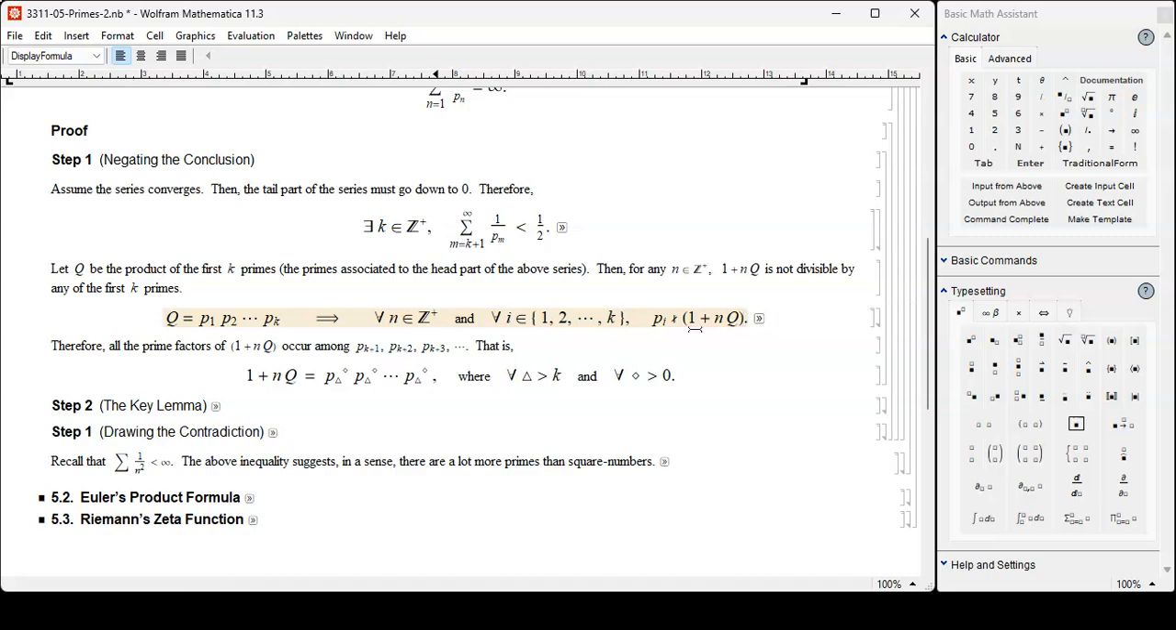So what does it tell me? This 1 plus nq, for any positive n, will have a prime factorization, but the prime factorization will have big primes only. Small primes up to k, p1 through pk, do not appear here because none of them divides 1 plus nq. So all the primes are coming from the tail part. So 1 plus nq is a product of a bunch of primes where those indices are greater than k, and the powers are greater than 0.